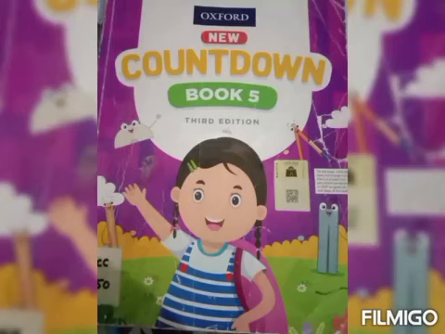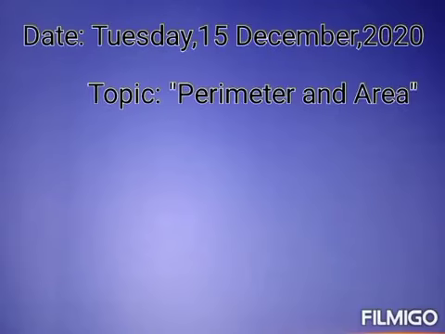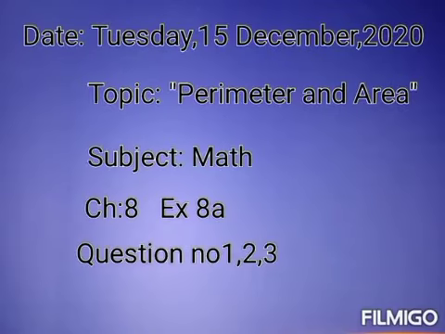This is your math lecture. Book is Countdown Book 5. Today is Tuesday, 15 December 2020. Our topic is perimeter and area. Subject is math. Exercise number 8A. Today we will do question number 1, 2 and 3 on book.